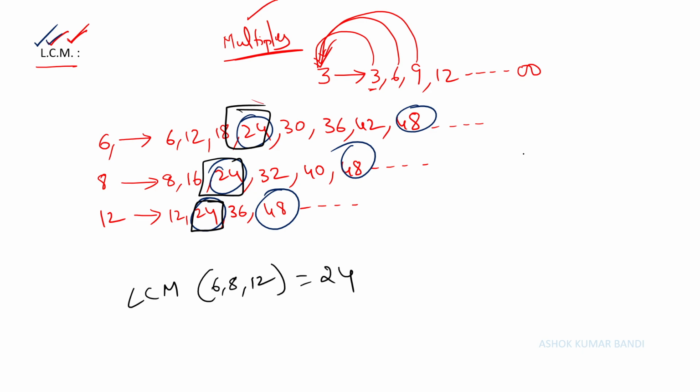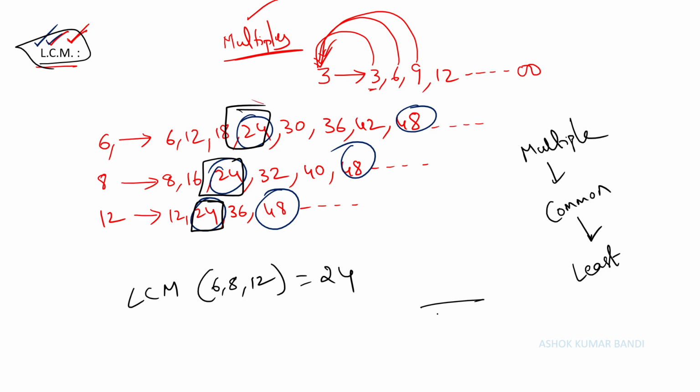So what we are doing here, we are dealing with multiples. After writing multiples, we are finding out common multiples. After finding out common multiples, we are selecting the least one among them. That's why we call it LCM, least common multiple. Now, what is the use of this LCM? 24 is the smallest number which is divisible by 6 as well as 8 as well as 12. So LCM is going to give you the smallest number which is divisible by all the given numbers.